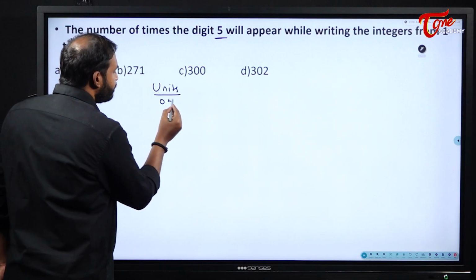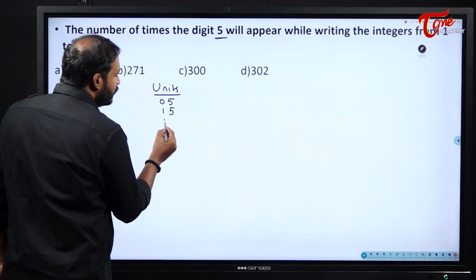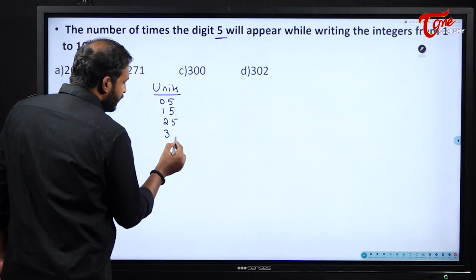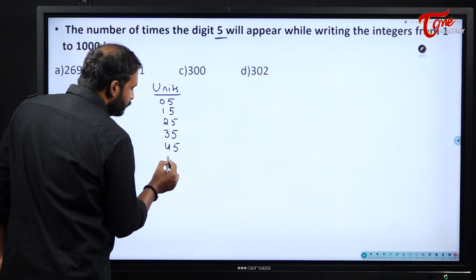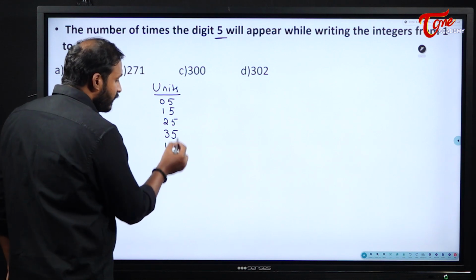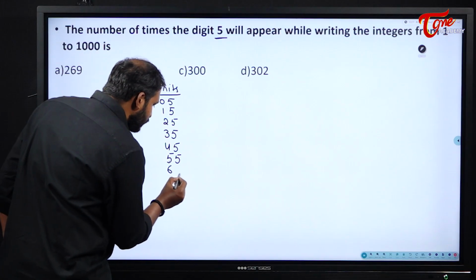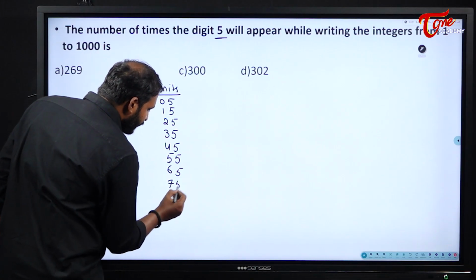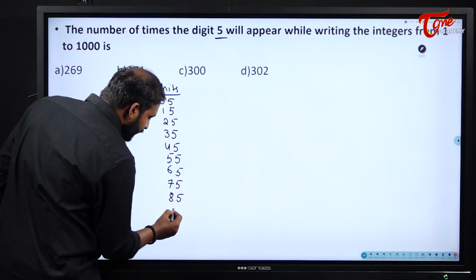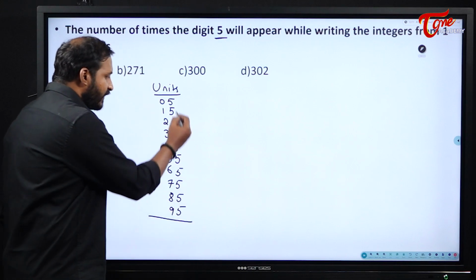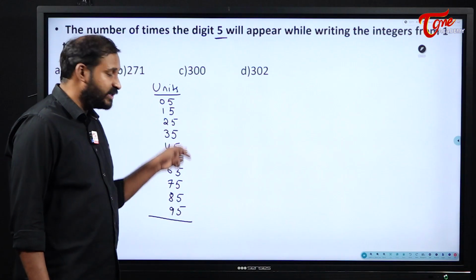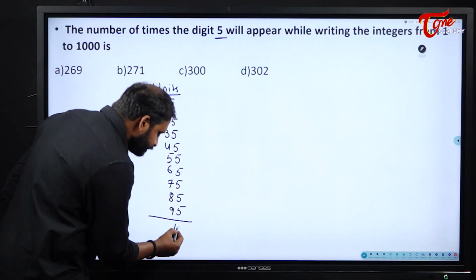5, 15, 25, 35, 45, 55. In this case, I will count only the units place one. I will not count the tens place one. Okay, understand? Okay, 65, 75, 85, 95. So total, how many times the 5 came for us in units place? It came for 10 times.